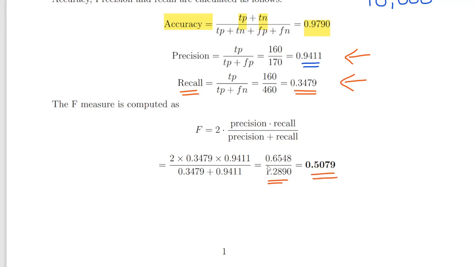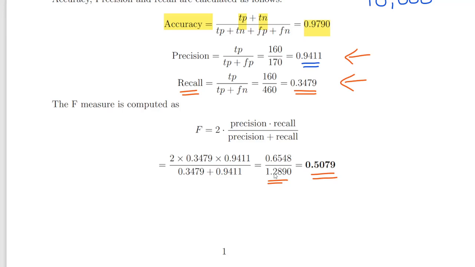That works out to be 0.5079. The F measure is a value we want to be as high as possible. The maximum possible value is 1. It's not exactly a percentage, but you can treat it as if it's an exam score. So you just get 50% in your exam. Not the worst, but you really want to do better.